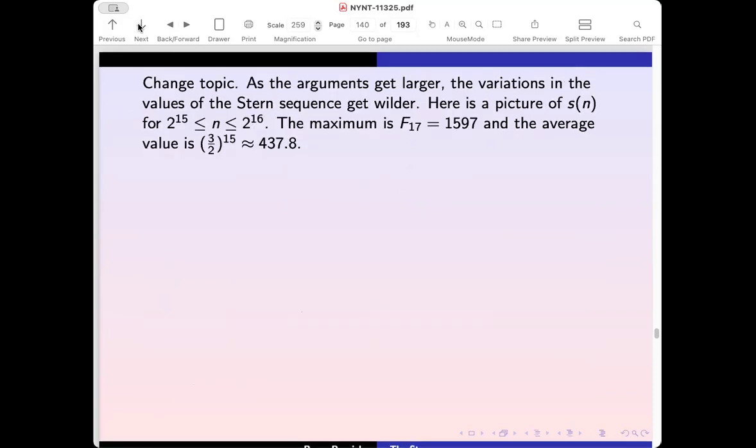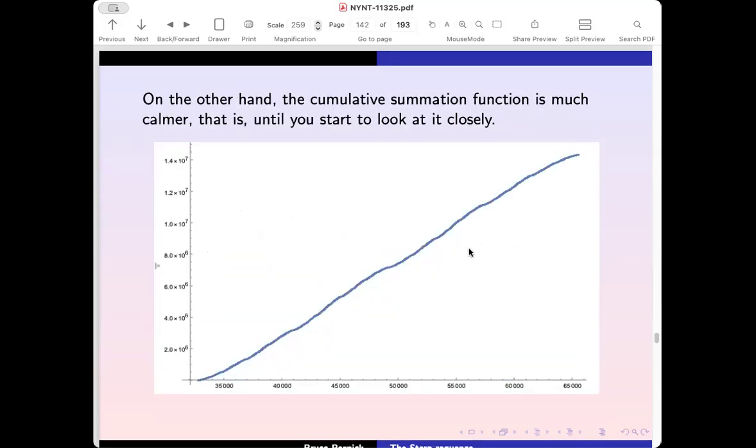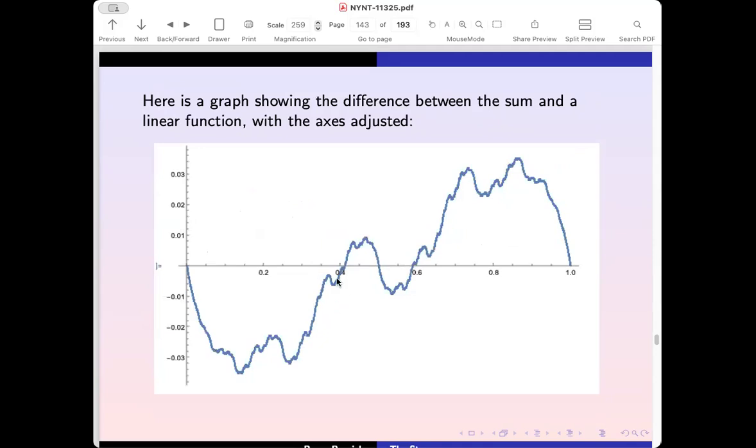Now, let me change the topic. This is a picture of what the Stern sequence looks like as n goes from 2 to the 15 and 2 to the 16. As I said, the maxima get bigger with respect to the average than the minima. That looks kind of bad. The cumulative summation function looks much nicer until you look at it carefully. Here I'm looking at the difference from the straight line.